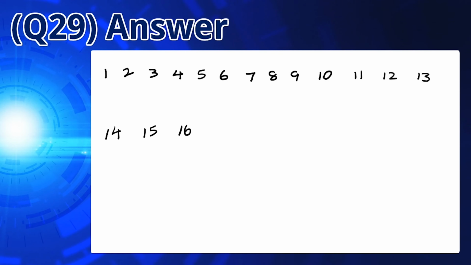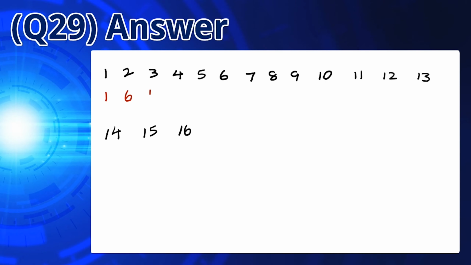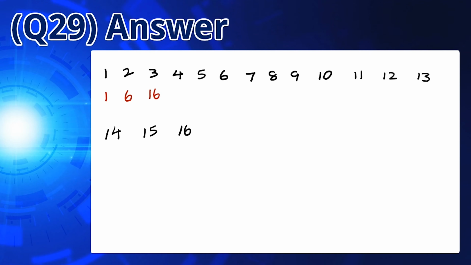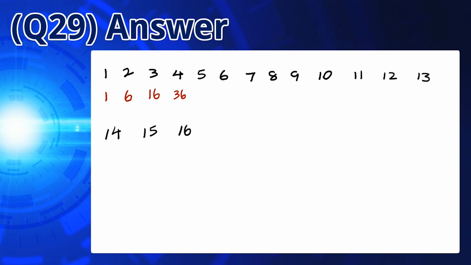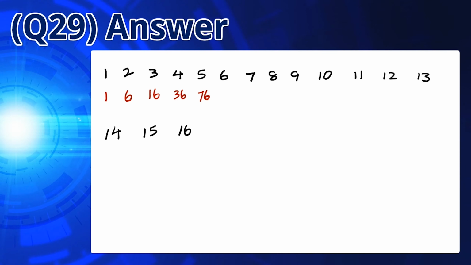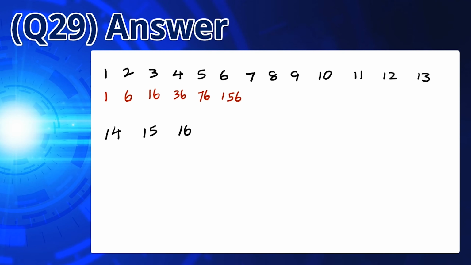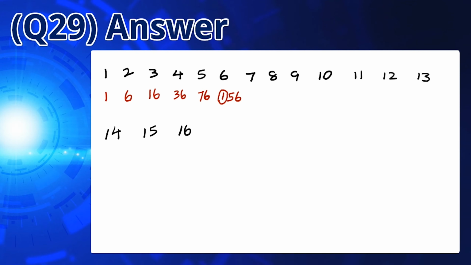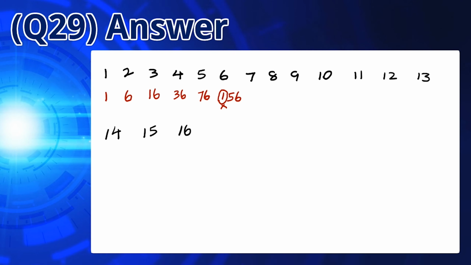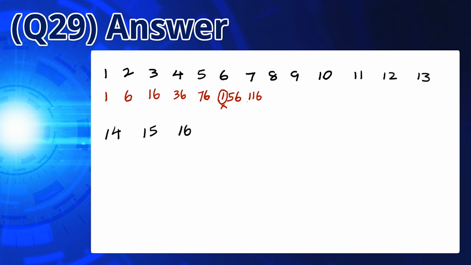In this question, we can write a number sequence. The first number would be 1, the second number would be 6, the third number 16, the fourth 36, the fifth 76, and the sixth number would be 156. The sixth number is 56 because we exclude the hundreds digit. The seventh number will be 16.